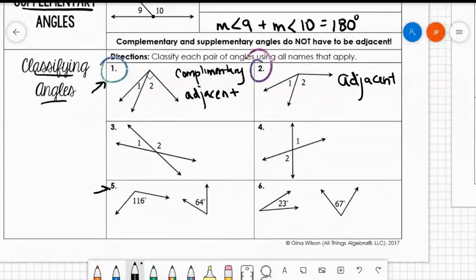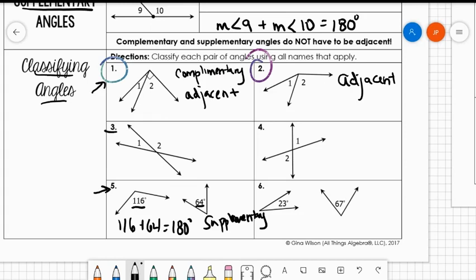So if I'm looking at one like number 5, those angles aren't even anywhere near each other. But if you notice, 116 and 64, if I put those together, they equal 180. So I can still say that they're supplementary angles. But that's all I can say about them. I can't say anything about any of those other relationships.